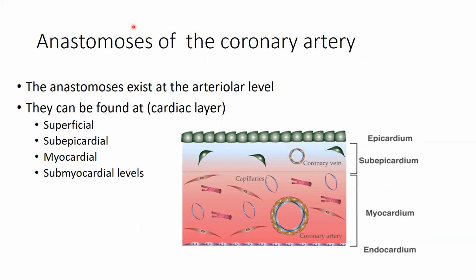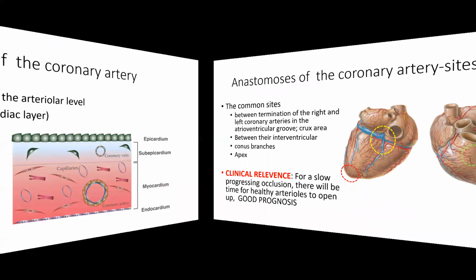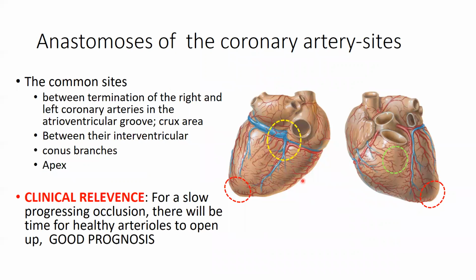Okay, they can be found at all the cardiac levels: the superficial or epicardium, subepicardium, the myocardium, and the endocardium. This is at the level of the anastomosis. Anastomosis of the coronary artery can be found in these four areas.